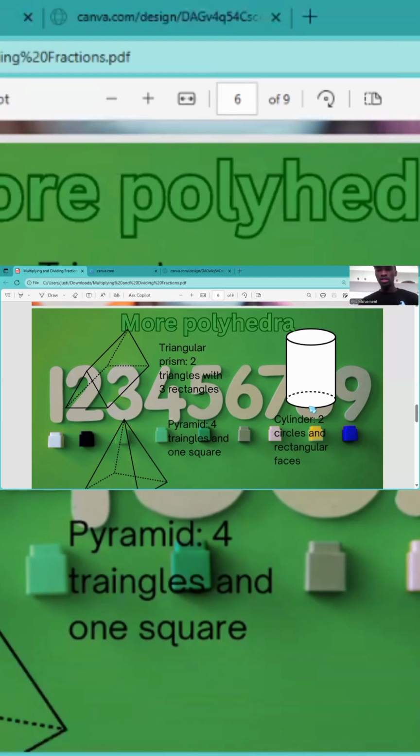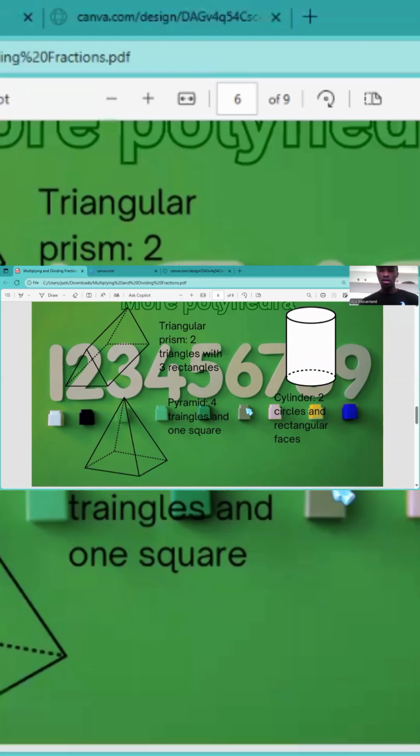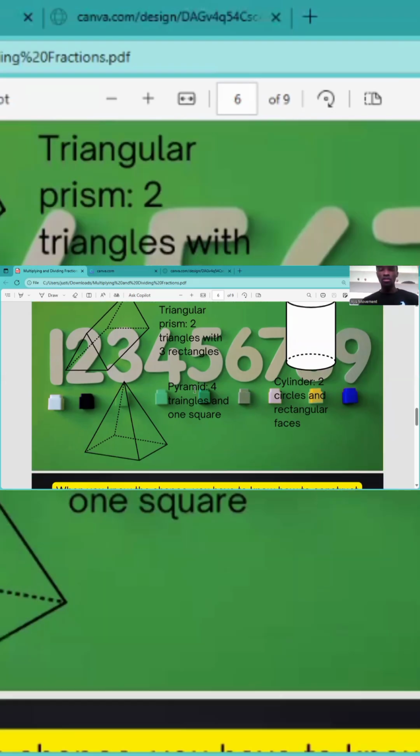A cylinder is made out of two circles and a rectangular face, because you cannot put the rectangle as one, but you can say that it looks that way when you look at the front face. So what is a pyramid? What is a pyramid? It is made out of four triangles and one square.